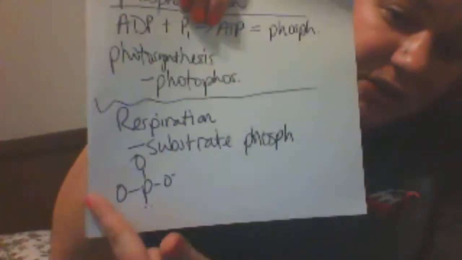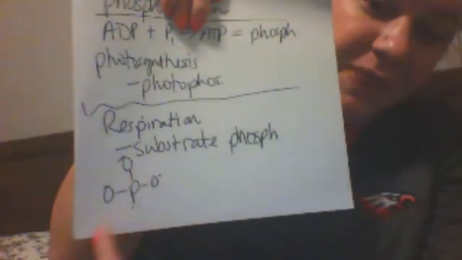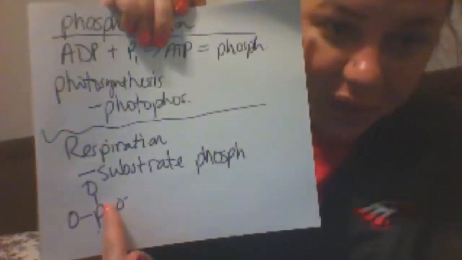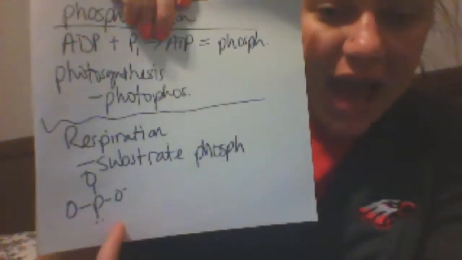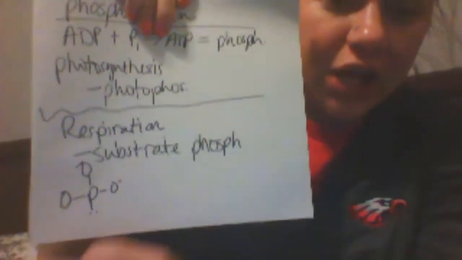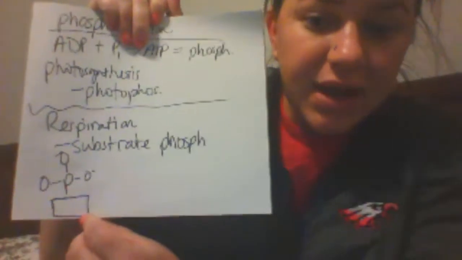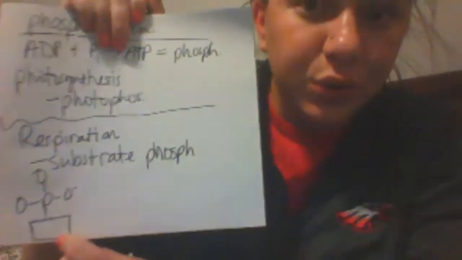In substrate phosphorylation, that phosphate, Pi, looks like this. If it's a substrate phosphorylation, that Pi just isn't floating around by itself like this. It's actually attached to another molecule. So that attachment to some kind of molecule, fill in that box, and that could be glucose.